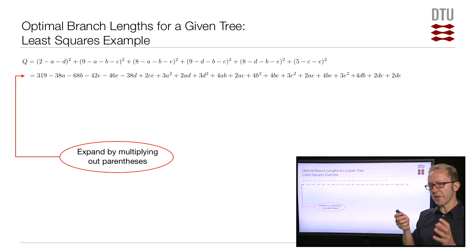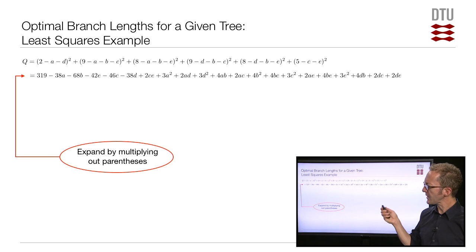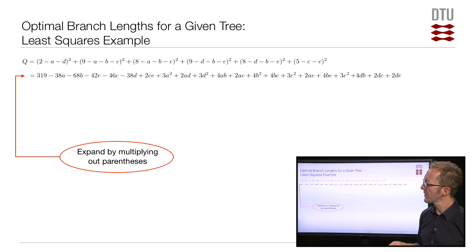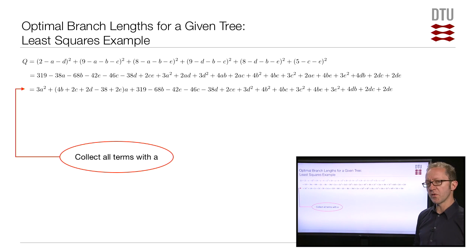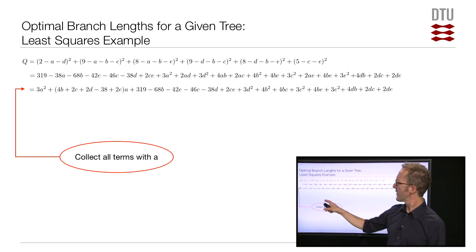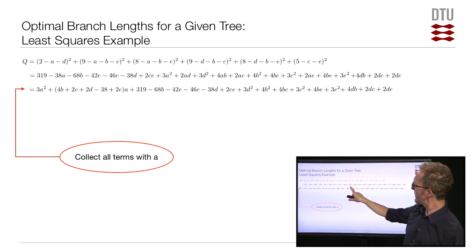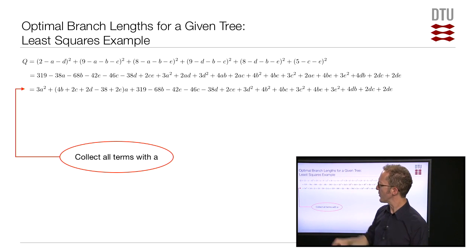How do we do that? Well, let's do it one branch at a time. Let's start by focusing on how Q depends on branch length A. So if we start by collecting all the terms with A up front, then we get this expression. First, 3 times A squared, we have that somewhere here, so we put that up front.